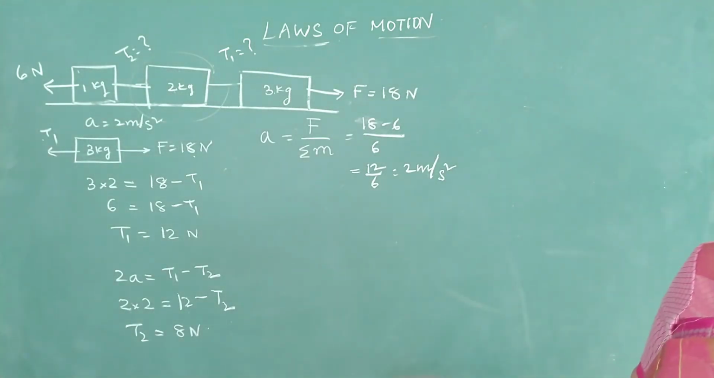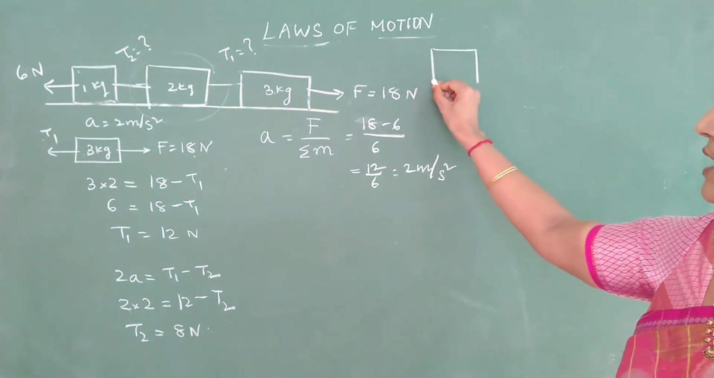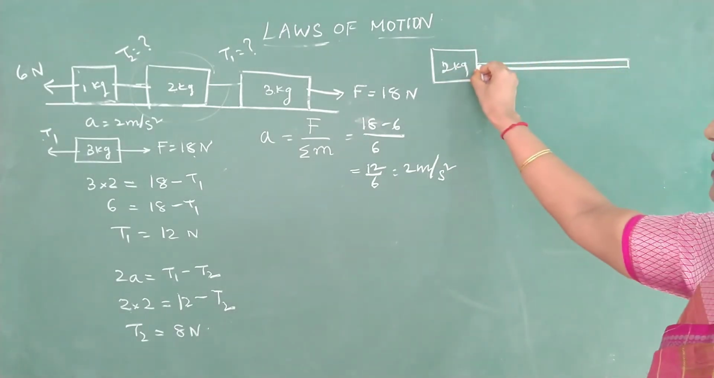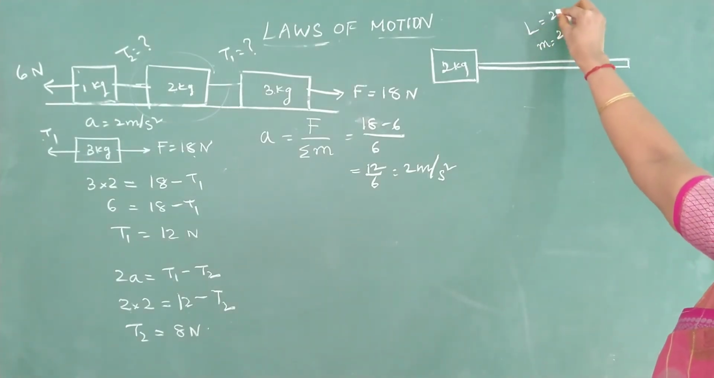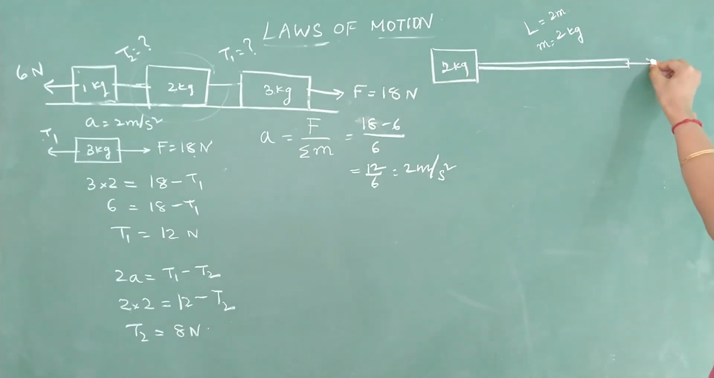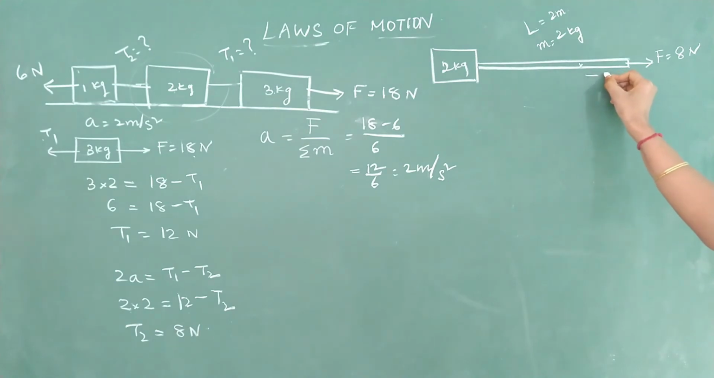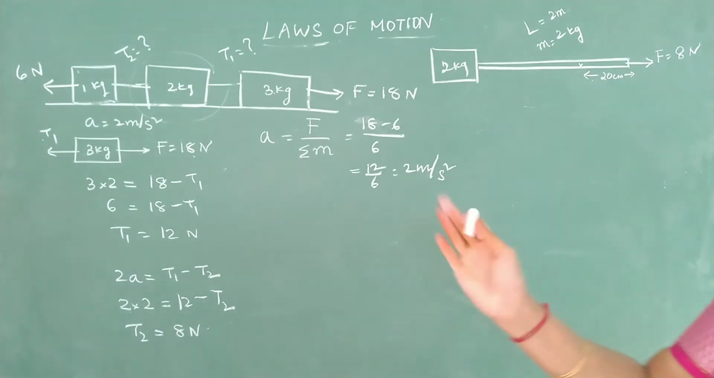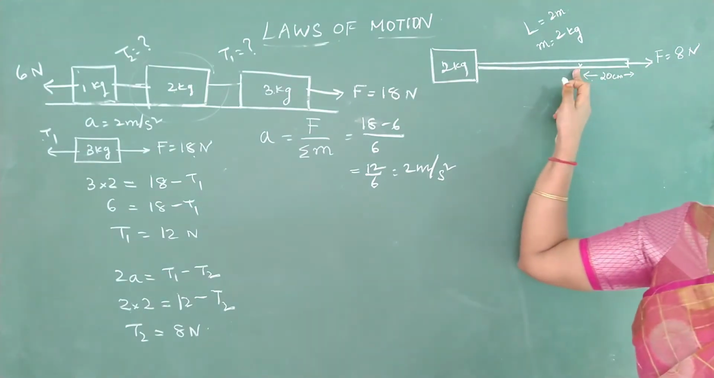Okay, now sometimes the mass of the string may not be negligible. Okay, they may give you like this. A block of 2 kg is connected by a heavy rope whose mass is say 2 kg, length is 2 meter. Okay, so here we are applying a force of say 8 Newton. They may ask you, determine the tension at a distance of say 20 centimeter from this end. Any distance will be given. From the free end at a distance of 20 centimeter, determine what is the tension.